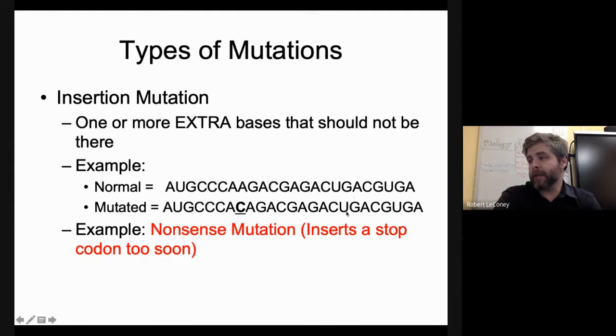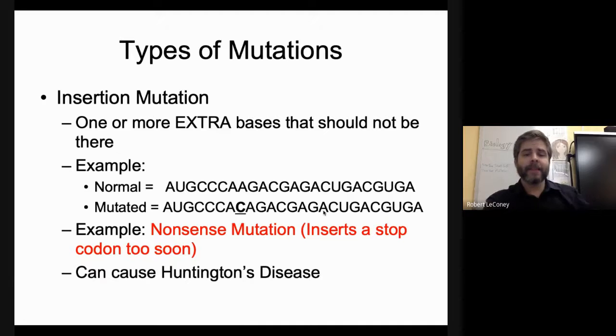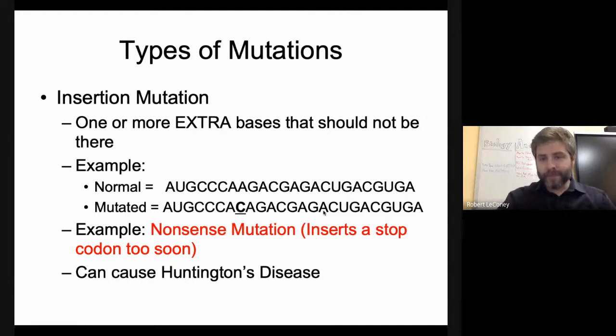UGA right here, that's a stop codon. It says, okay, you're done, but you're not done. UGA was supposed to be further on. So we're going to be missing amino acids because we stopped too soon. This causes something called Huntington's disease.